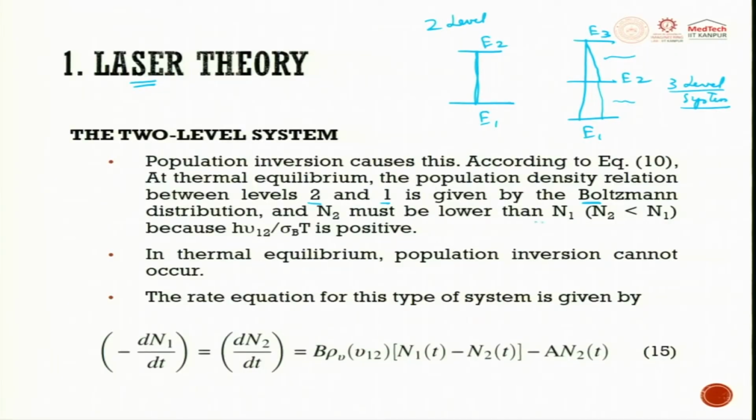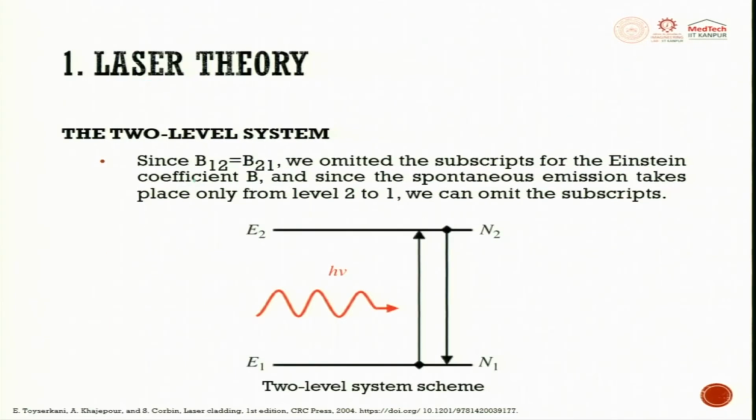Distribution N2 must be lower than N1. So N2 is less than N1. At thermal equilibrium, population inversion cannot occur. So the rate equation for this type of system is given as this. This is a 2 level system. Since B12 and B21 are equal, we omit the subscript for the Einstein coefficient B, and since the spontaneous emission takes place only from level 2 to 1, we can omit the subscript. That is why we write A as a constant. So this is a 2 level system.